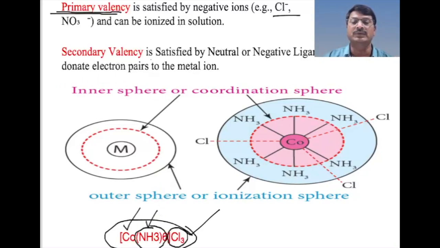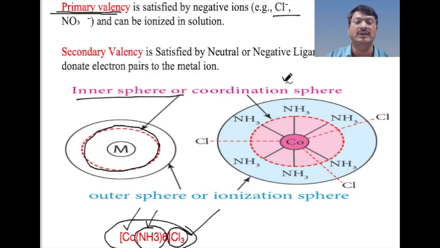And when you come to how to write a structure according to Werner's theory, generally we use this type of mechanism, that means inner sphere and outer sphere. The inner sphere is the coordination sphere. Those bonded with secondary valency will be written in the inner sphere. The outer sphere is the ionization sphere, and what is attached by the primary valency will be written in the outer sphere.